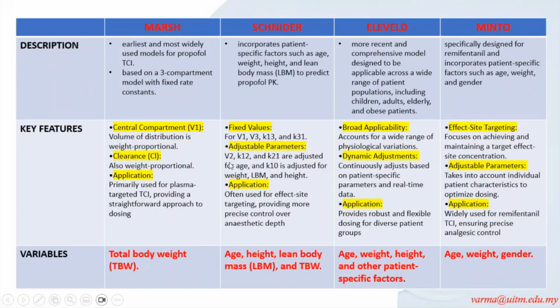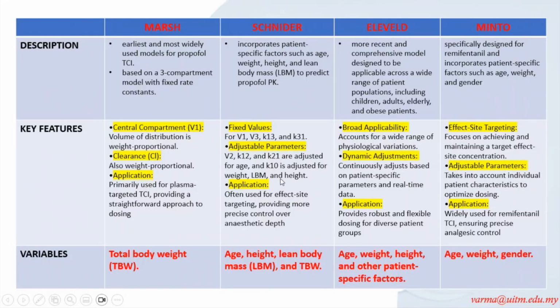We know V2, which is the rapidly equilibrating component, is composed mainly of muscle. So when we calculate lean body mass, we are able to target exactly the muscle mass. So those are the adjustable parameters, adjusted for age, and K10 is adjusted for weight. K10 is your constant elimination from your central compartment, and lean body mass and height.